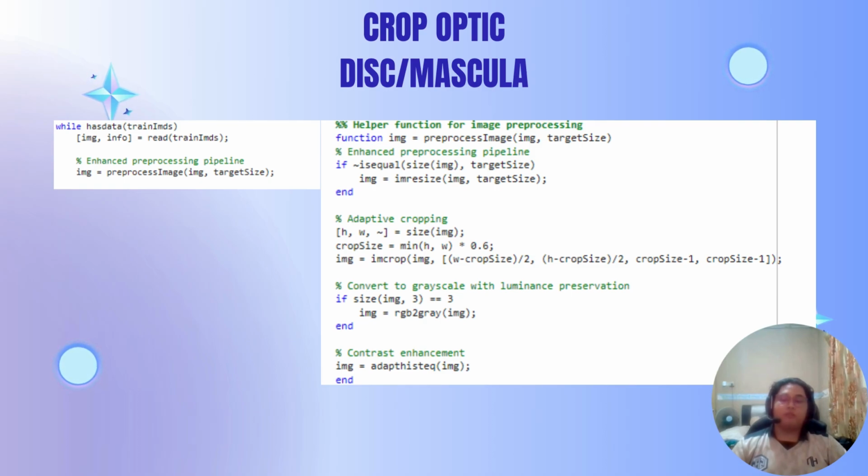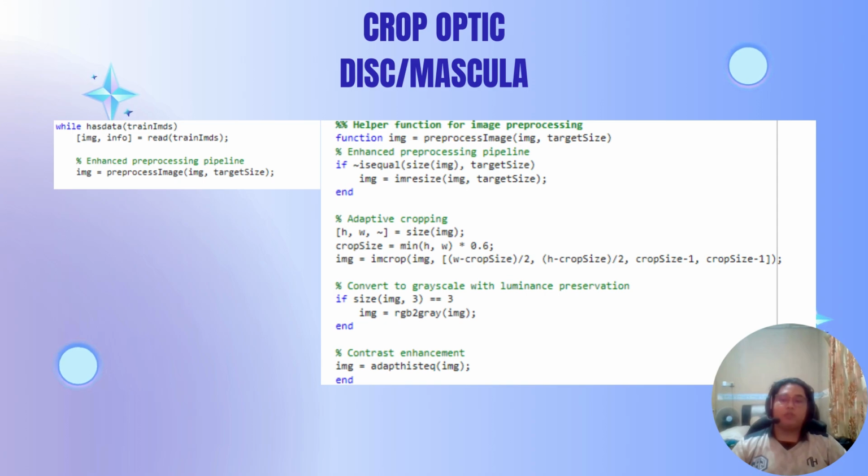W minus crop size divided by 2 is the horizontal starting point in the center. H minus crop size divided by 2 is the vertical starting point in the center. Crop size minus 1 is for the width or height of the crop region, subtracting 1 for zero-based indexing. This crop is focusing on the central retina region containing the optic disc and macula.